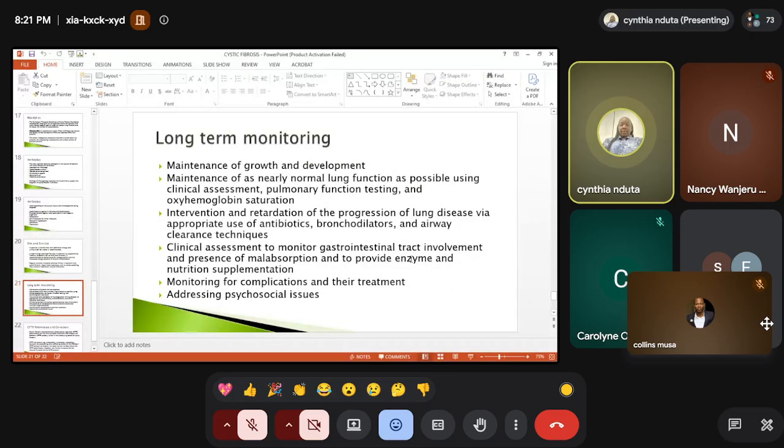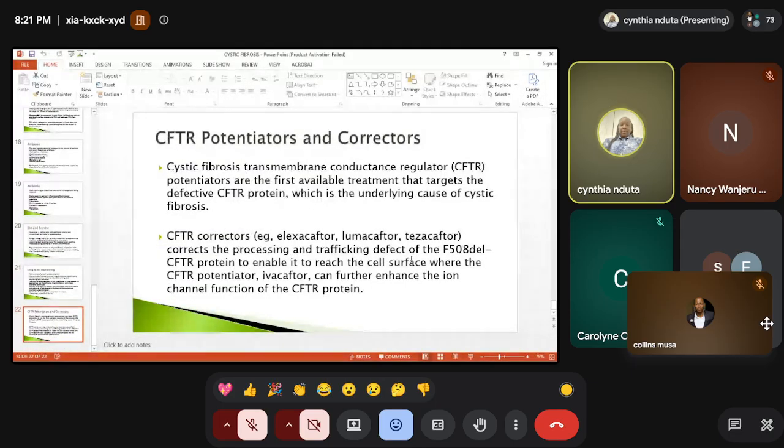So, in terms of long term monitoring, you need to monitor your growth and development, your lung function. You need to monitor the lung disease, ensure you don't have an infection, ensure the GI system involvement is checked, and also check for complications.